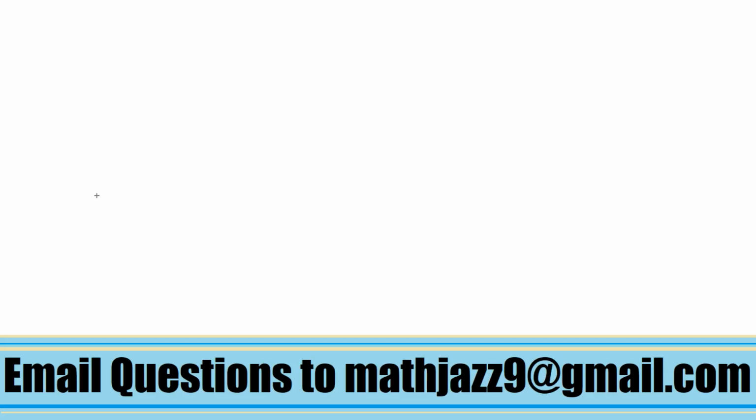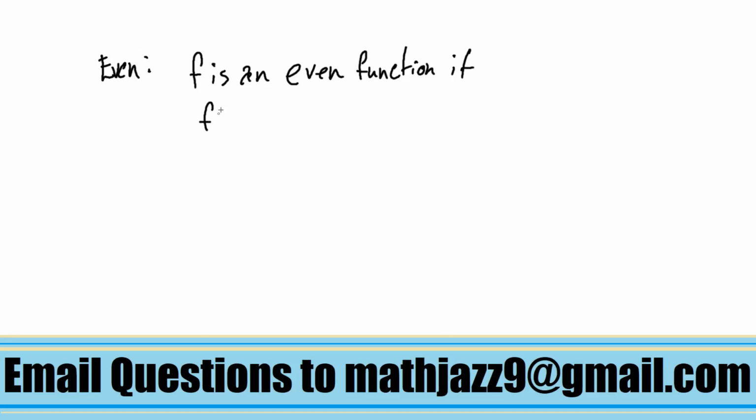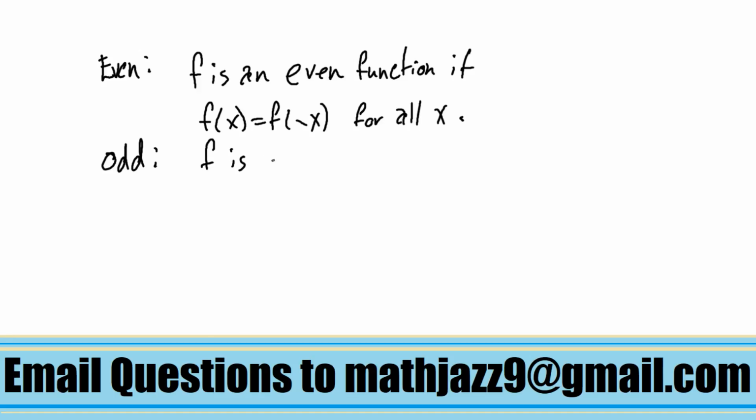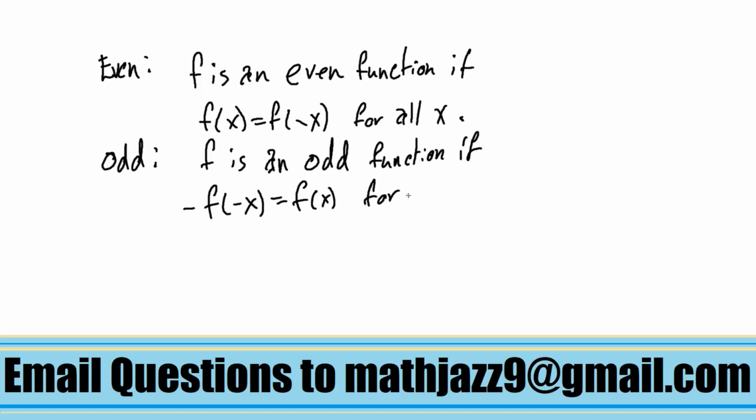Okay, so here's the definition. f is an even function if f of x equals f of negative x for all x. f is an odd function if negative f of negative x equals f of x for all x.